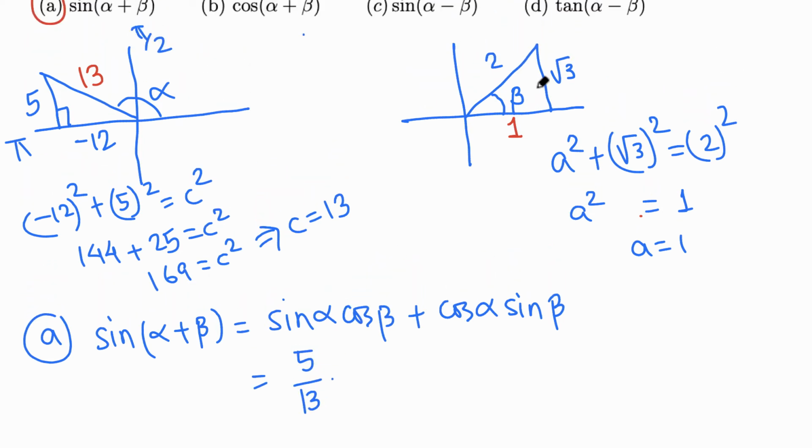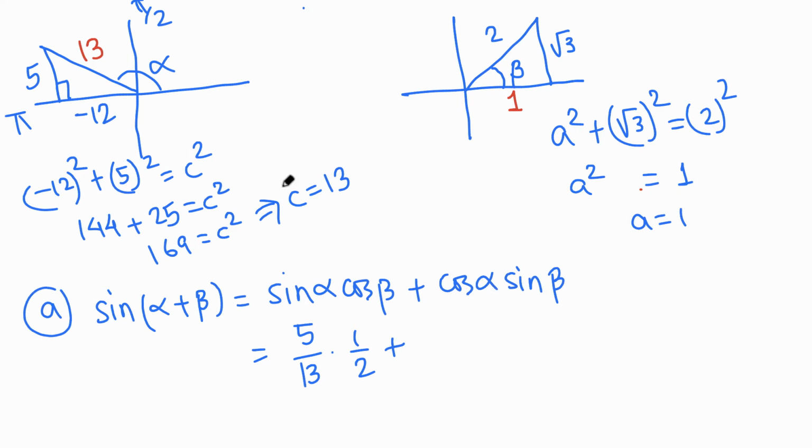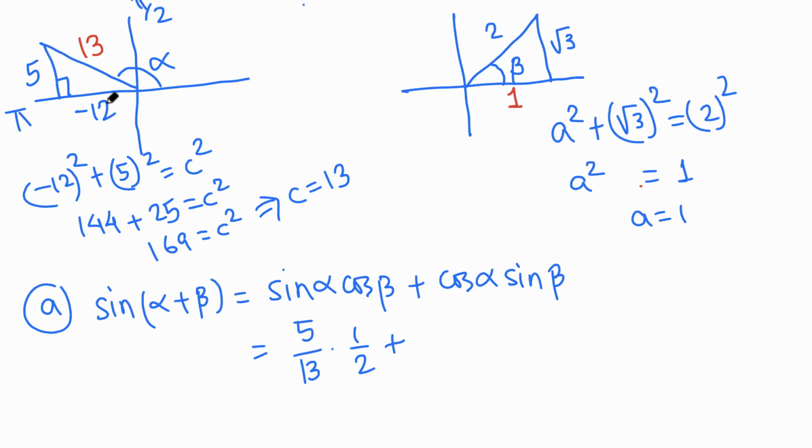Cosine beta: we have to go to this triangle. Cosine beta is adjacent over hypotenuse, so 1/2. Plus cosine alpha, back to this triangle, cosine alpha is -12/13, times sine beta, we need to go here, √3/2.